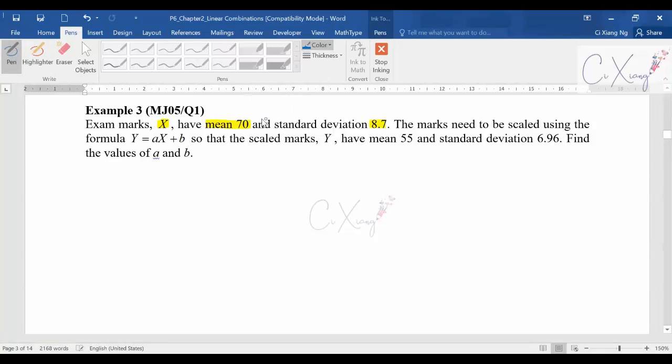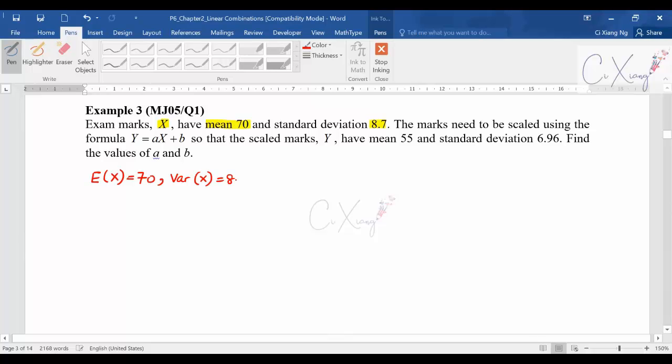So usually for me, I would try to write all the information first. So mean X is 70 and then the variance X should be 8.7 squared. Because standard deviation is 8.7, therefore the variance should be 8.7 squared. So what is the 8.7 squared? You go and calculate the value here.